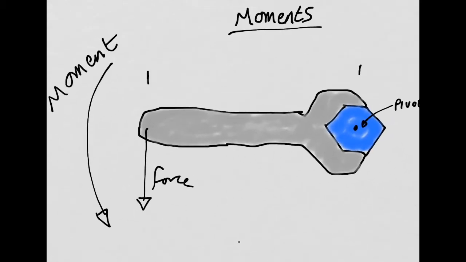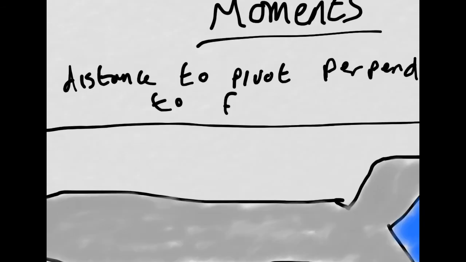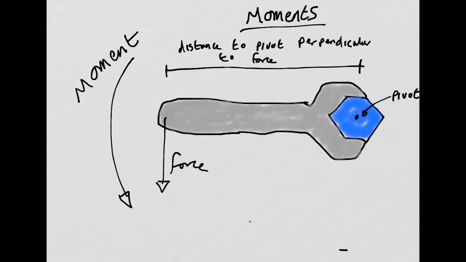Now, specifically, it's our perpendicular distance to the pivot, and it's perpendicular to the force. Yeah, so perpendicular to the force. So it's going to be this distance here. Okay, so distance to pivot perpendicular to the force. That's quite a mouthful, that. So I'll clarify that slightly more.